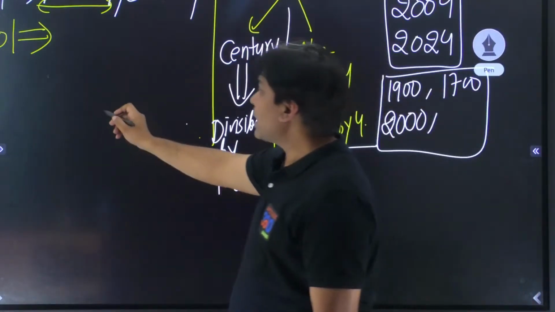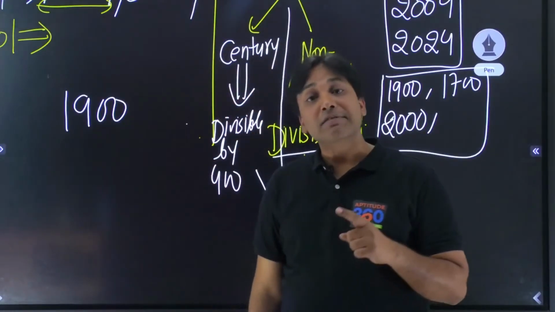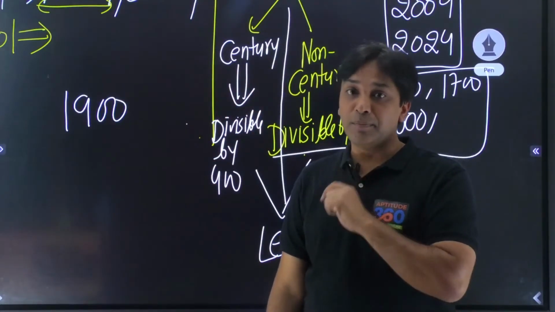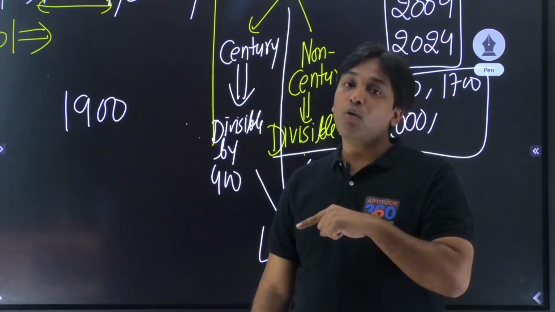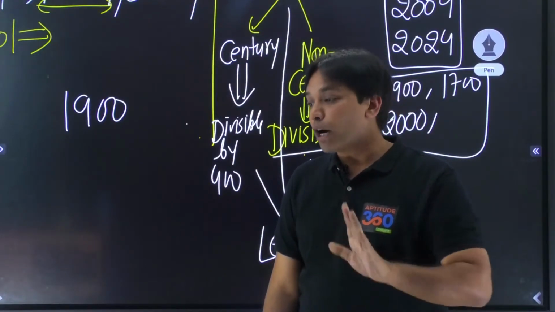So even though 1900 is divisible by 4, it is not a leap year. And if it is not a leap year, what is the interpretation? इसके February में 28 days ही होगा. Are we understanding?